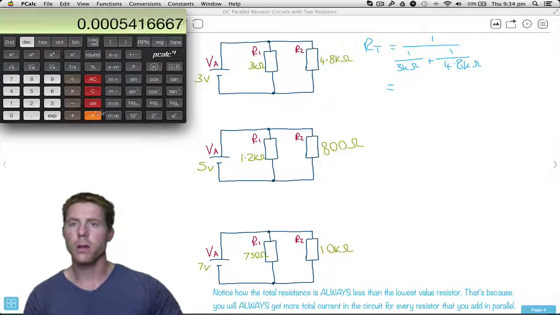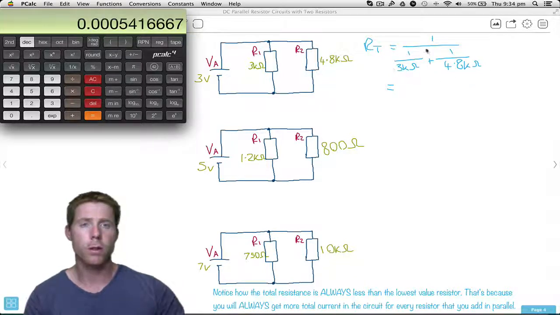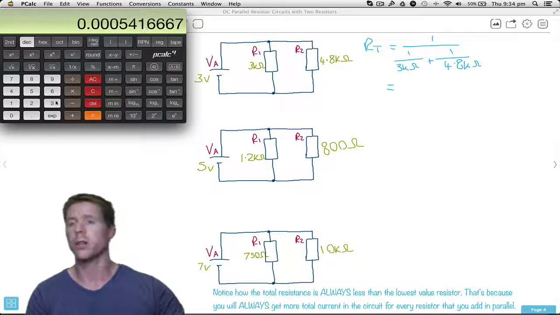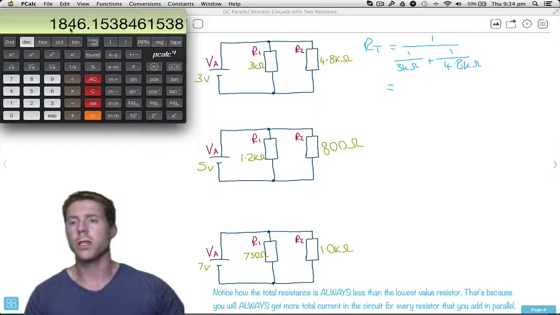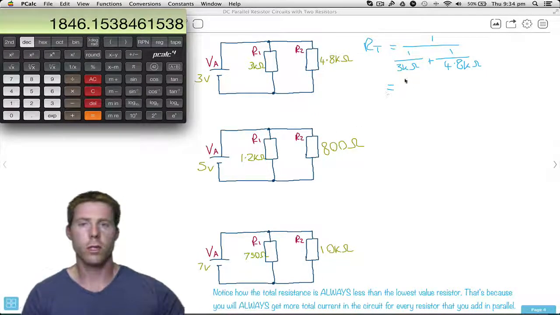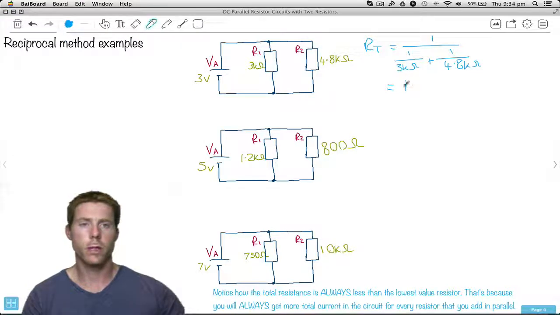Close that bracket. So now we've added these two together. To get the final answer, we just need to do 1 divided by what we've got on the calculator screen. 1 divided by the last answer equals, there it is again, 1846 ohms.